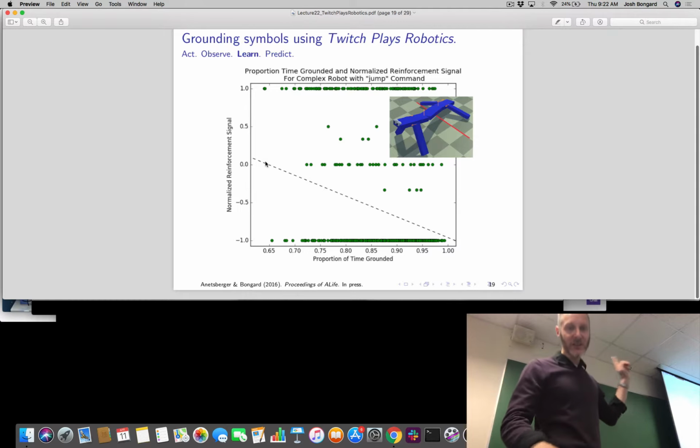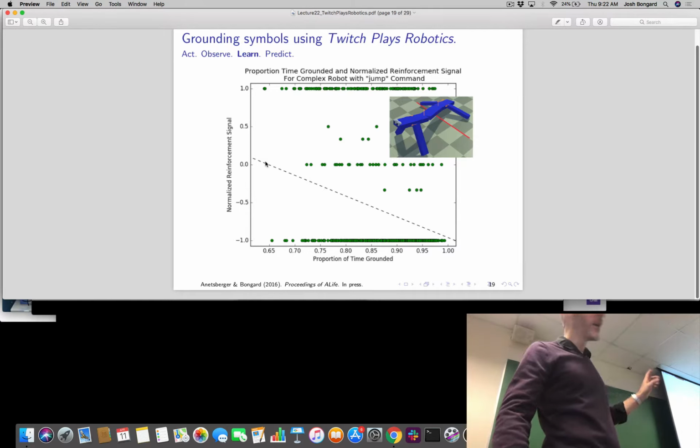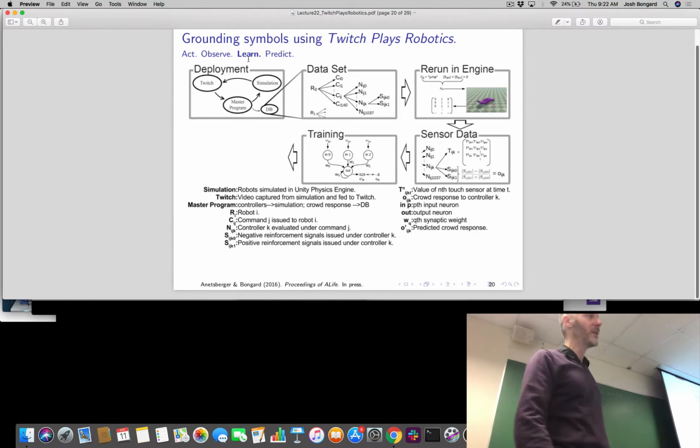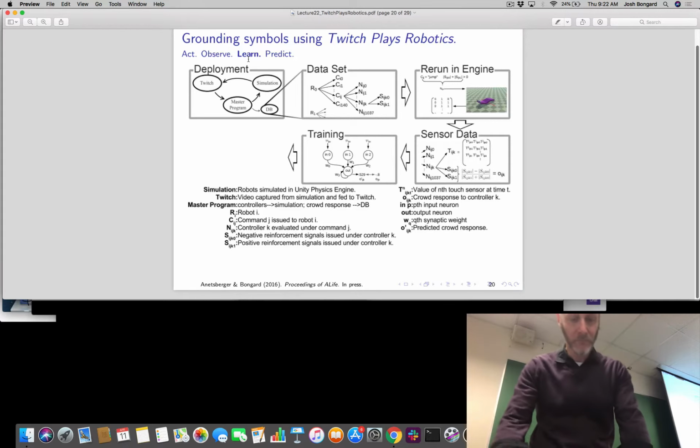Okay, let's come back to this specific example. We've now had our robots act. We've generated this data set, which we've observed and analyzed a little bit. We've done a little bit of learning. We've learned or regressed this line, which suggests maybe there's a relationship there that could be learned. So now we're going to do a little bit of machine learning.